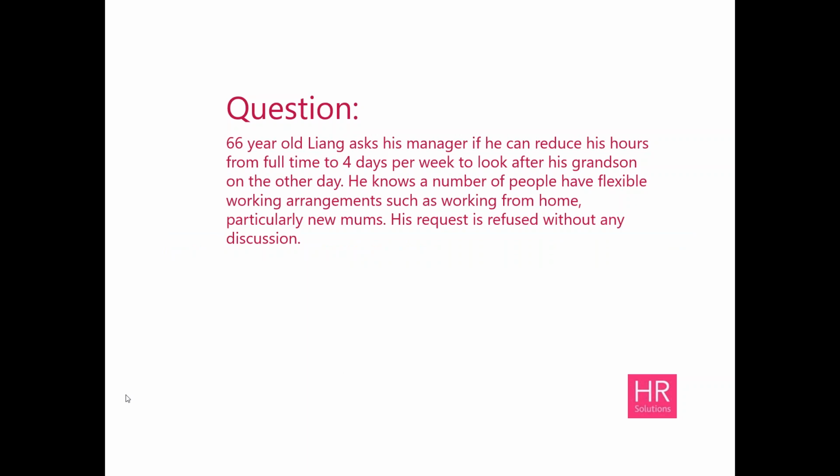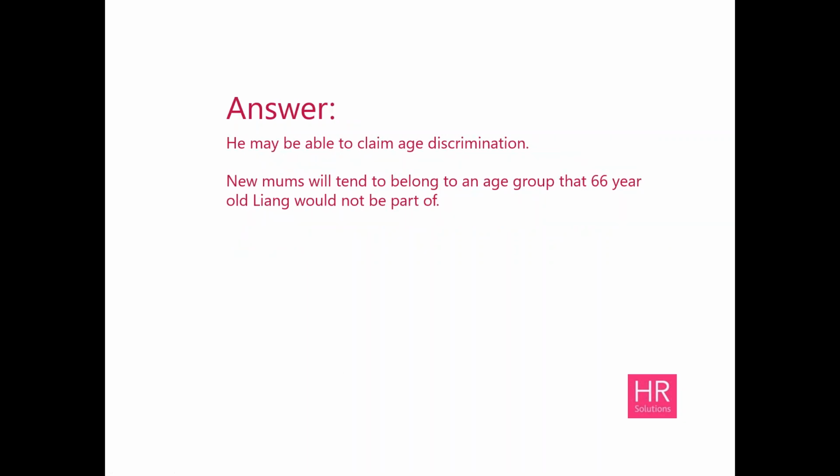So the answer is, yes, absolutely. He may be able to claim age discrimination, and this is because new mums will tend to belong to an age group that 66-year-old Liang would not be part of. It's possible the employer could try to justify it, but it's very unlikely. If there was absolutely no room left for flexibility because the employer had been as generous as they possibly could be and exhausted all room for flexibility in working patterns, then maybe, if you just happened to be the one after the last possible person that could be accommodated, but that's so unlikely. Also, the fact they didn't even have a conversation could mean that through the process alone he was treated unfairly compared to others, regardless of the decision. So it's very unlikely they would be able to defend that.